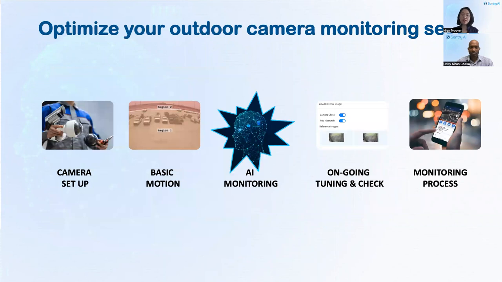So in the scope of the webinar today, I will discuss five important components to set up an optimal outdoor camera monitoring system. First thing is the camera setup, the initial one. And then we will discuss in detail the best practice in setting up the basic motion. And essential for an outdoor camera, it has to be monitored by AI. And also the ongoing tuning and checks process. And last but not least, the human behind the monitoring process. So whether you are starting from scratch or seeking to optimize your existing outdoor surveillance system, this webinar will provide you with actionable insights and best practices for achieving comprehensive coverage.